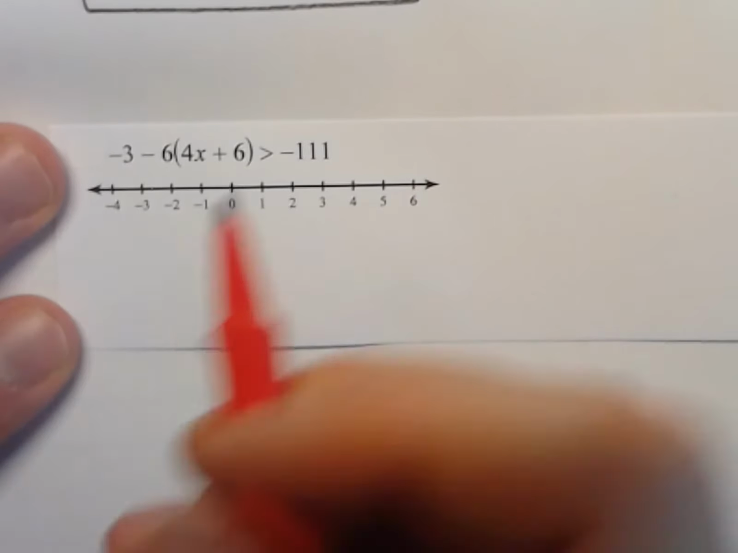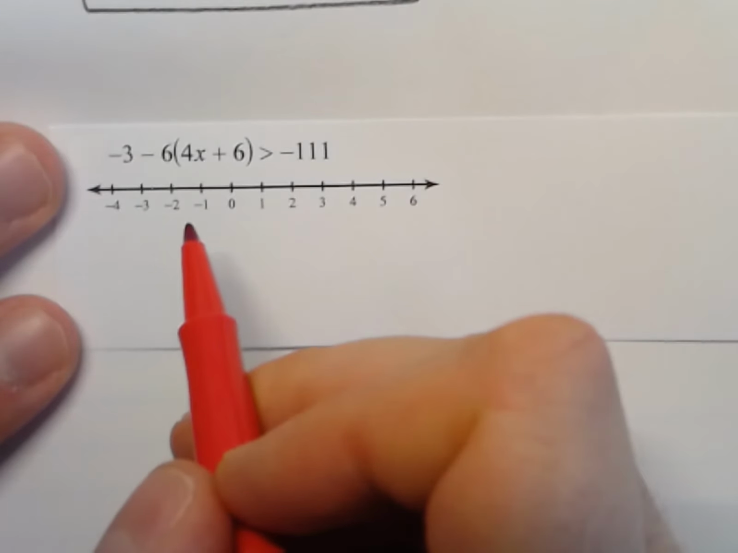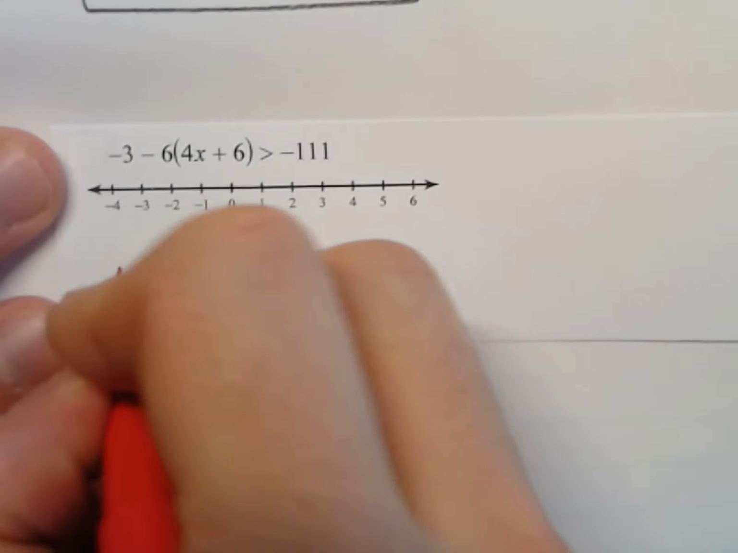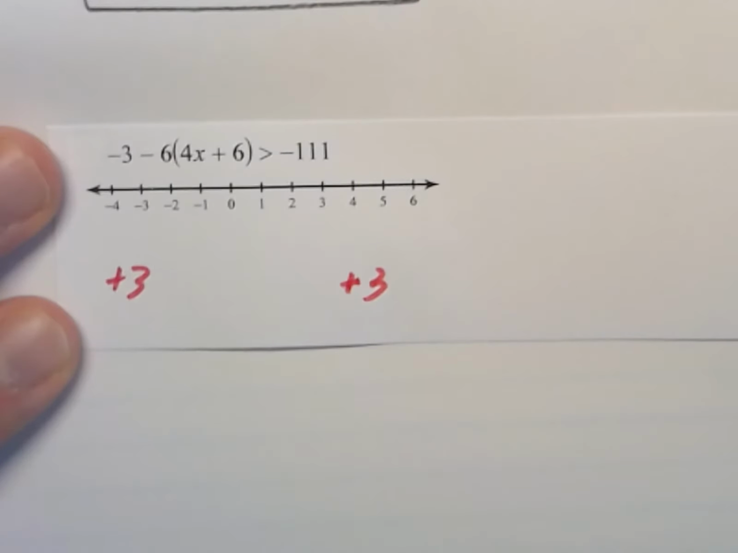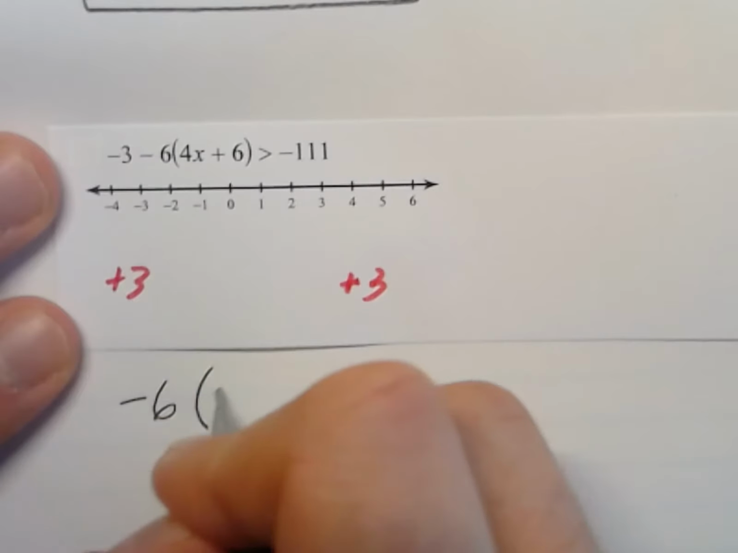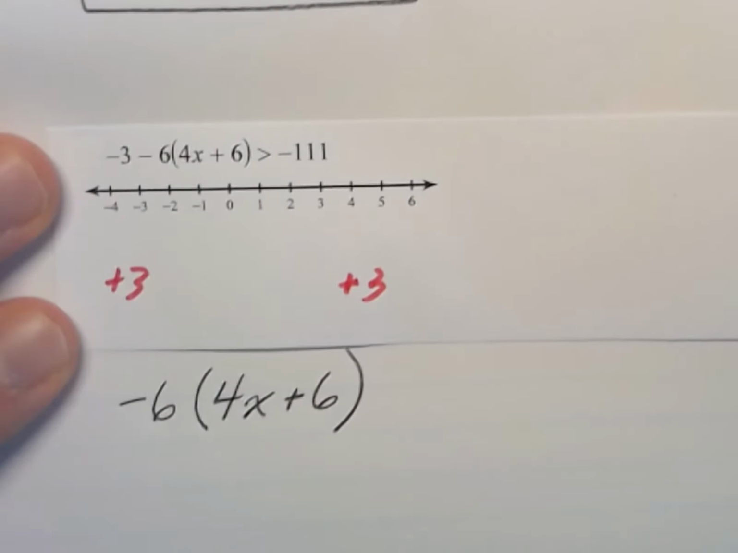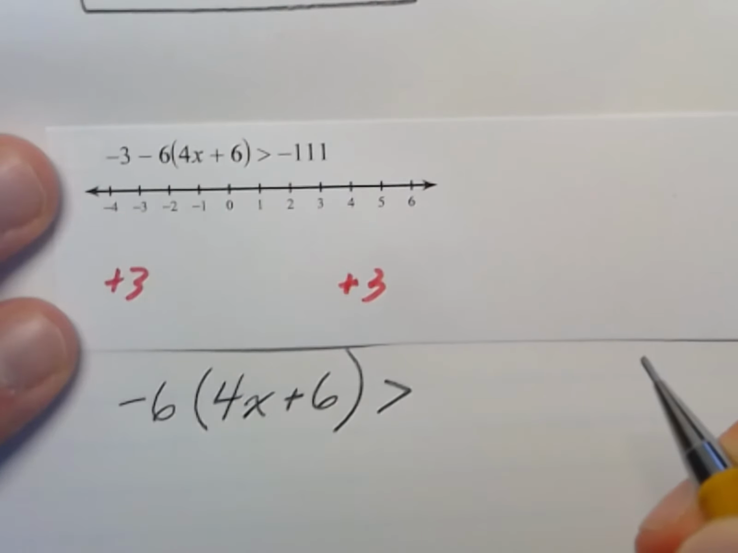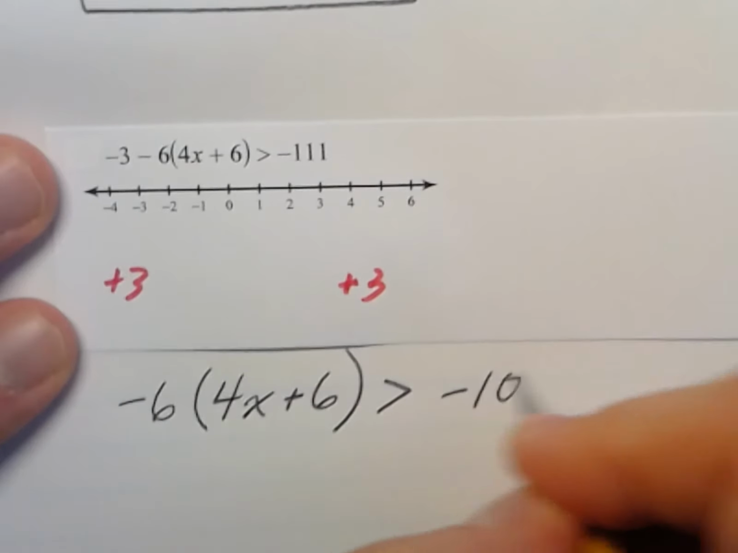So I think that the easiest thing to do here is going to be to add 3. So if I add 3 to this side and add 3 to this side, then I'm going to have a minus 6 times 4x plus 6. Okay? And then I have greater than. Minus 111 plus 3 gives me a minus 108.